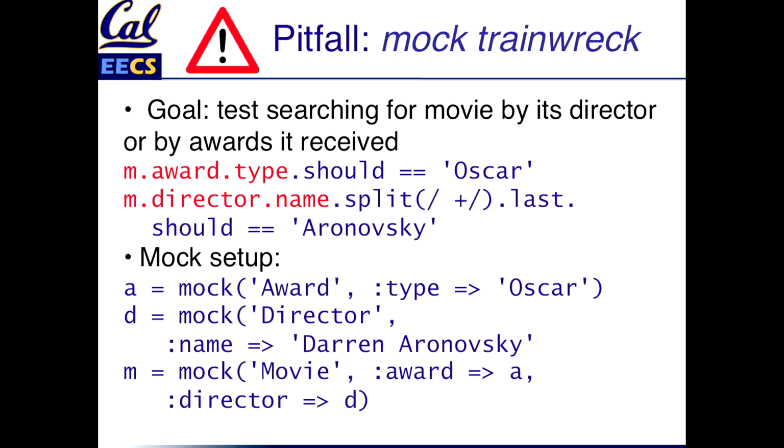And by now, you really should be asking yourself, wait a minute, if the award type is an important thing for the movie to know, shouldn't the award object expose that as a first-class attribute, as a first-class getter? And by the way, if it did that, we could just stub that getter directly, right? We wouldn't have to go through this dance of creating a sequence of mocks, hence the name mock train wreck, right? They're all chained together.